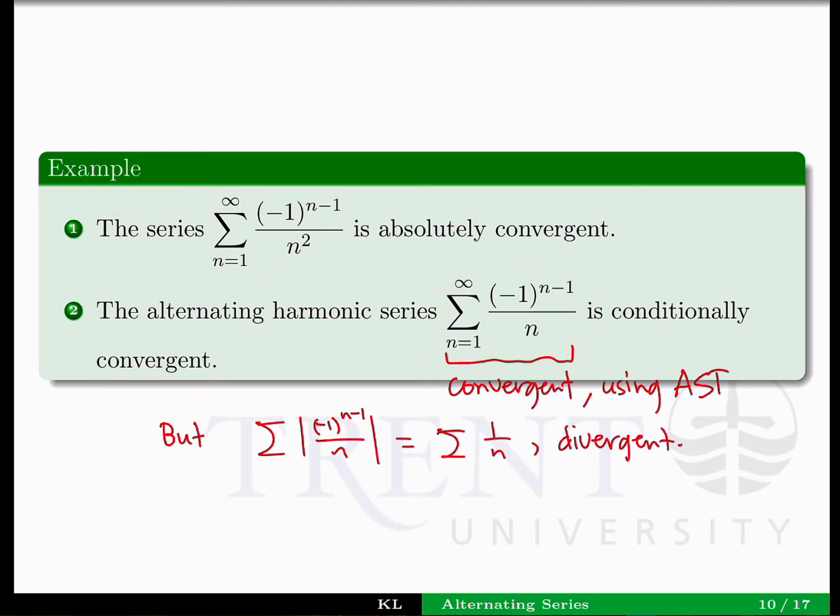Now, because this series here is absolutely convergent, this means that the series -1 to the n minus 1 over n squared is convergent. It is an alternating series, and you can prove it using the alternating series test. But there will be times when your series is not alternating, but you are able to show that it is absolutely convergent, then you can conclude that the original series is convergent. Let us illustrate that using some examples.